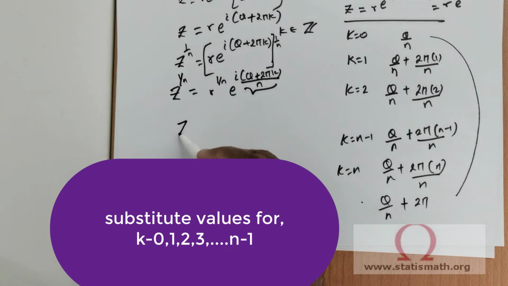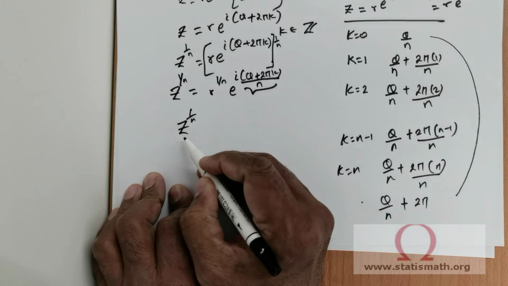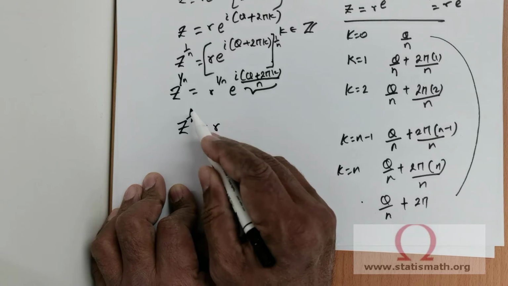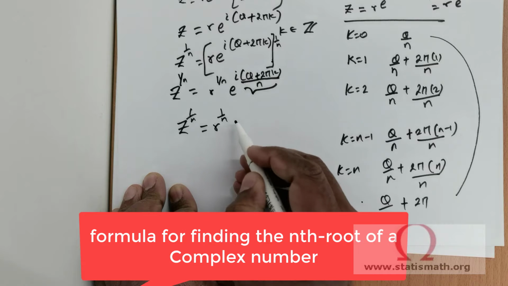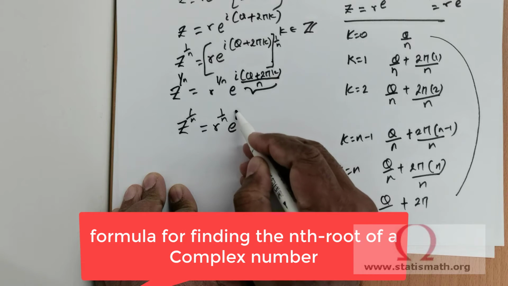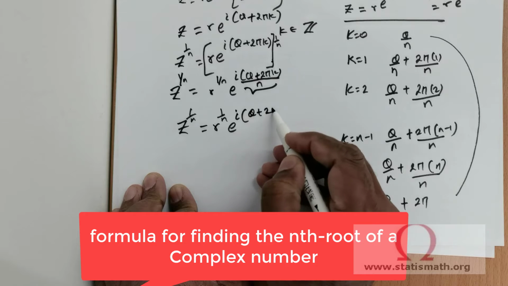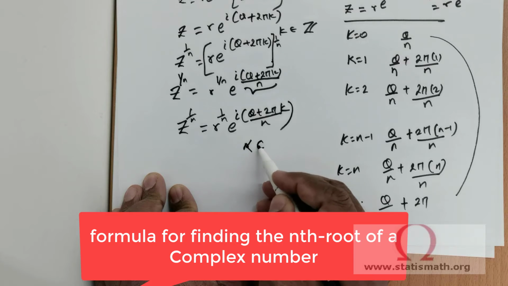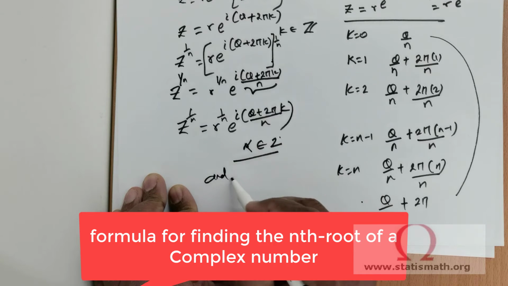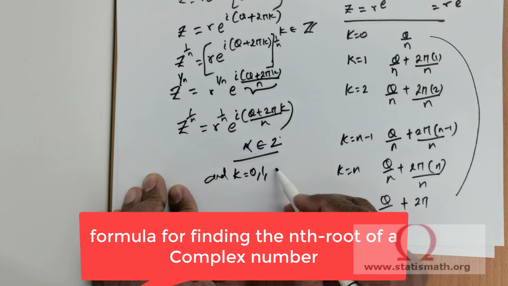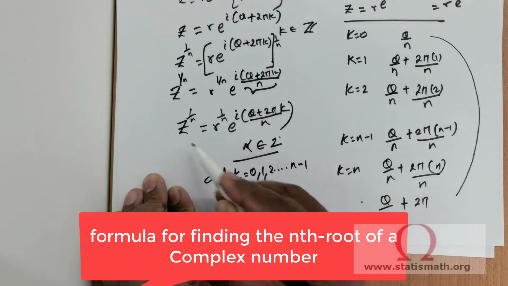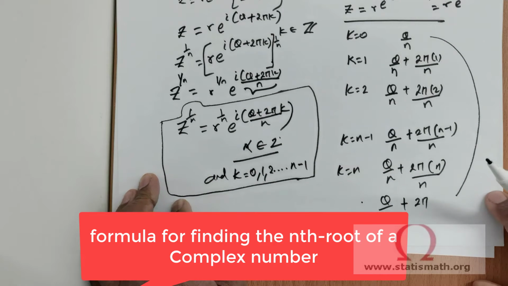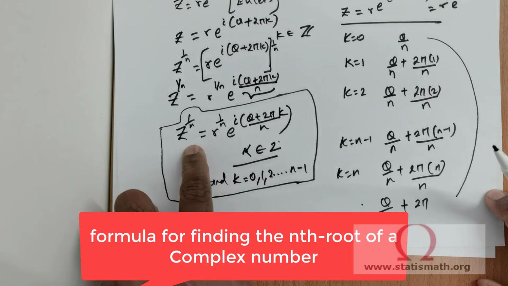So if I were to take the nth root of the complex number, the formula becomes z^(1/n) = r^(1/n) e^(i(θ + 2πk)/n), where k is an element of the integers and the values of k will be 0, 1, 2, etc., up to n − 1. So this is going to be the required formula for finding the nth root of any complex number.